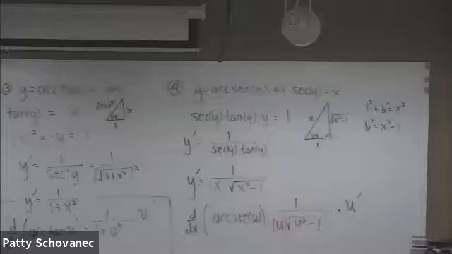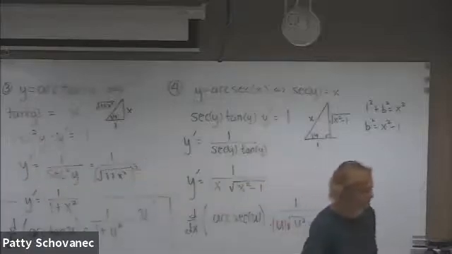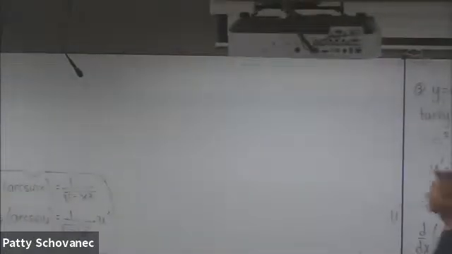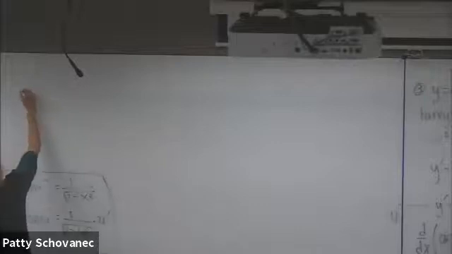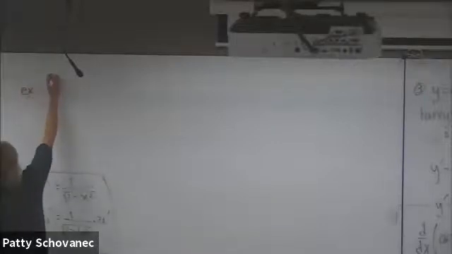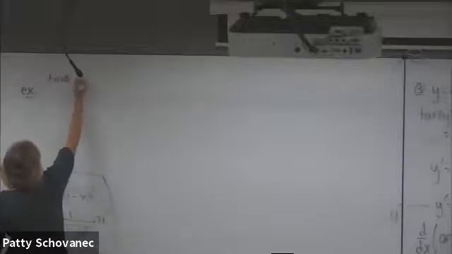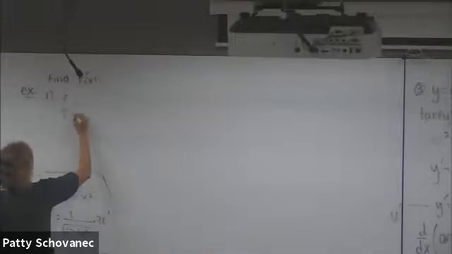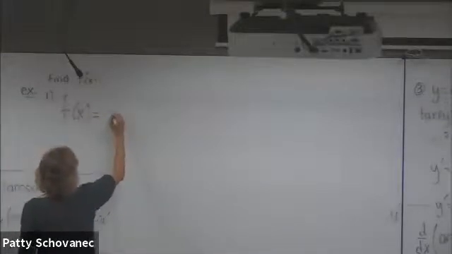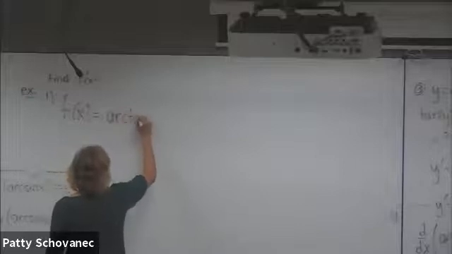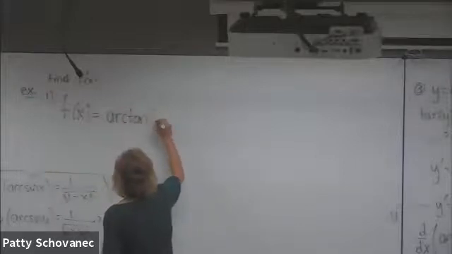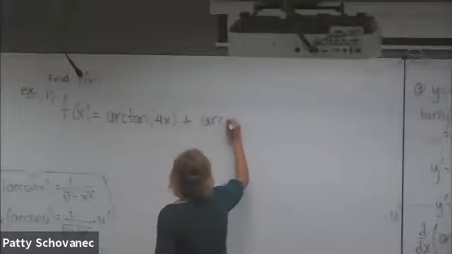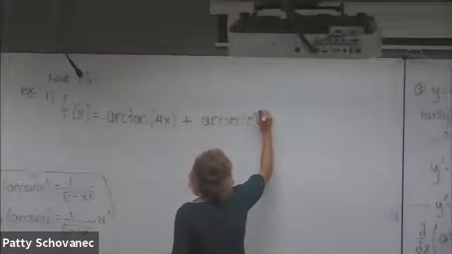Next example. We'll go back to the east board. Find f prime of x. The first one, f of x is equal to the arctangent of 4x plus the arcsecant of e to the x.